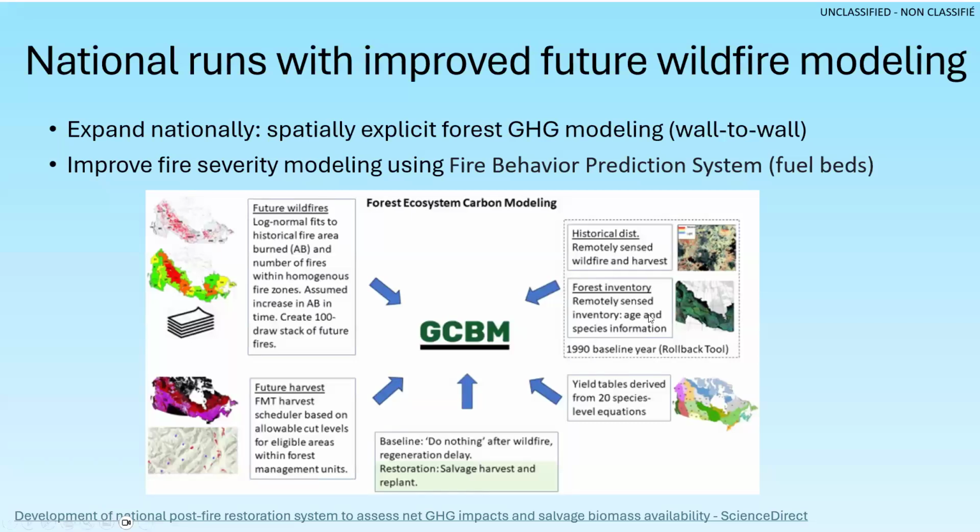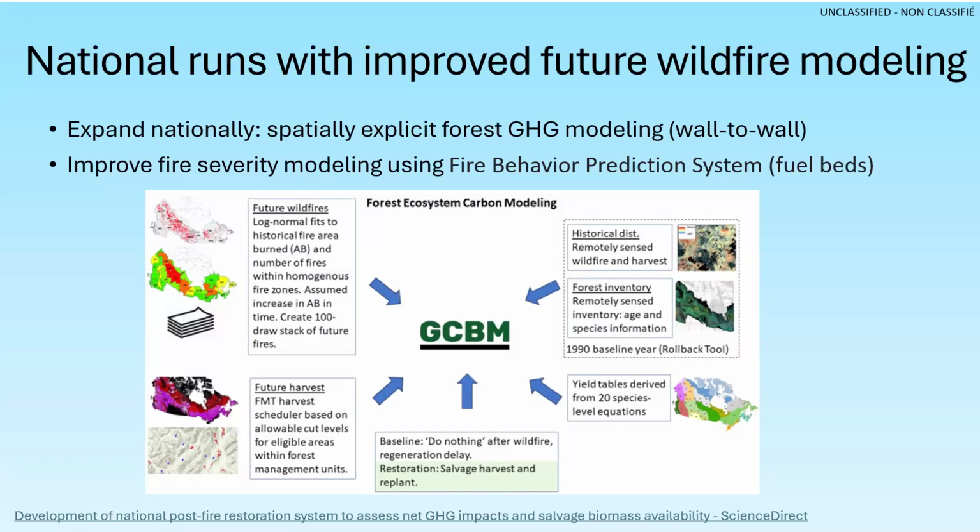We're able to use forest inventories on the age and species. We have simple assumptions on yield tables that describe how the forests grow. And then we have a baseline assumption where we do nothing after wildfire. And we have a restoration assumption where we do salvage harvest and replant. And we have to forecast harvest into the future using Quebec Chief Forester's forest management tool. And then we have to forecast future wildfires based on the previous system. And I'll show you what that looks like.